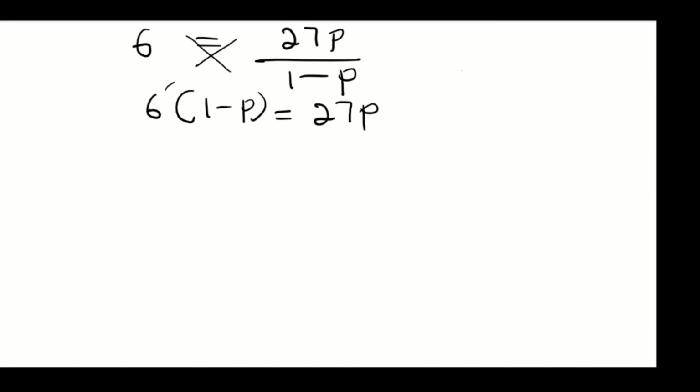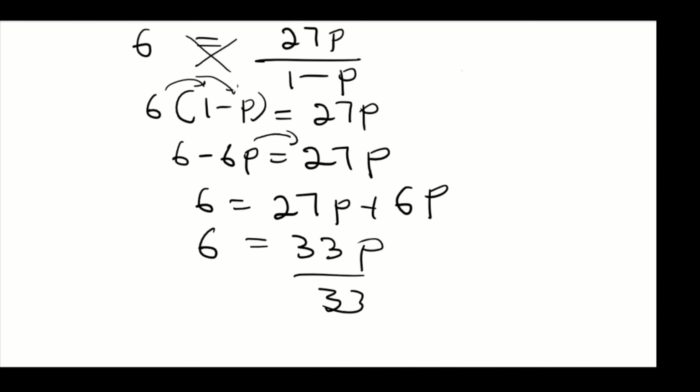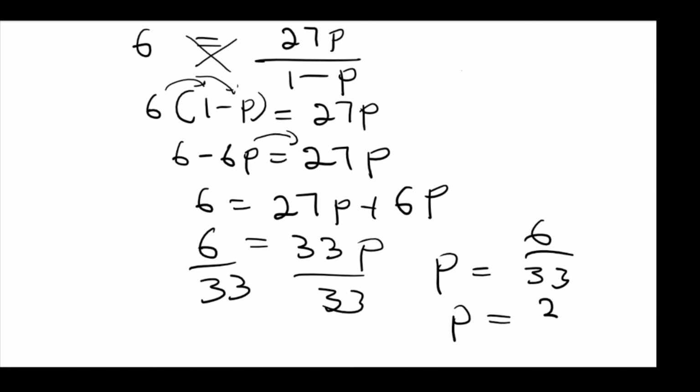So we're going to multiply the 6 inside here, so it's going to be 6 minus 6p equal to 27p. Transpose the minus 6p to the other side, you have 6 equal to 27p plus 6p, right? And then 6 is equal to 33p, and then you divide by 33 on both sides, you have p equal to 6 over 33. If you simplify, it's actually 2 over 11. So this is your value of p.